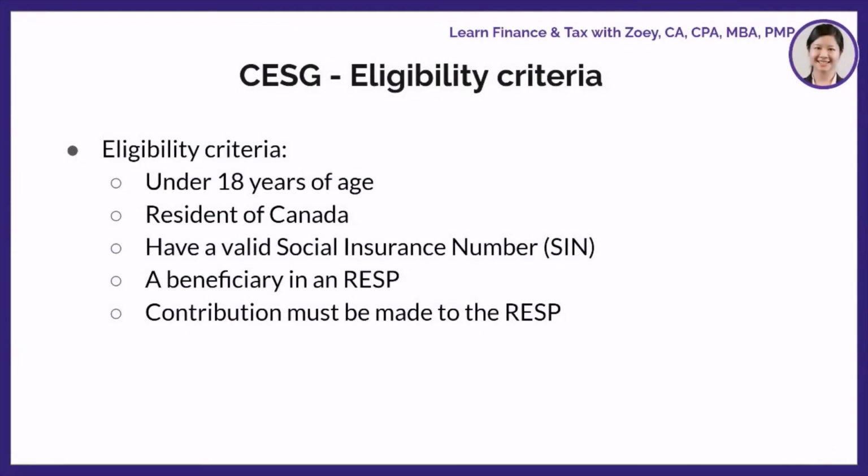To be eligible for the CESG, a child must be under 18 years of age, be a resident of Canada, have a valid social insurance number, and be named as a beneficiary in an RESP. Also, there are additional eligibility restrictions for children who are 16 or 17 years old. Please refer to the CRA website for details.